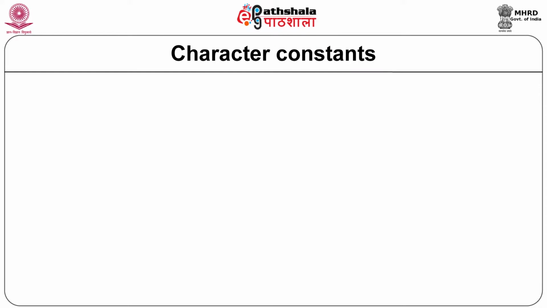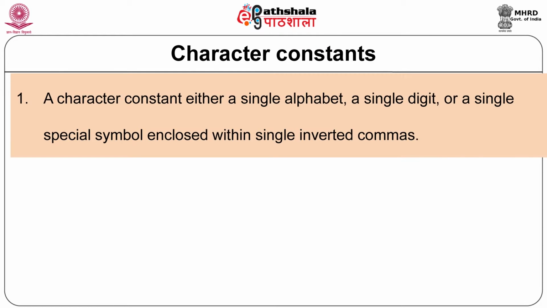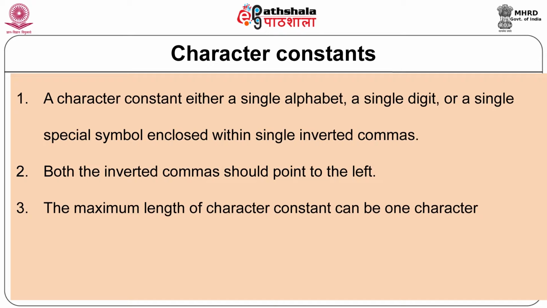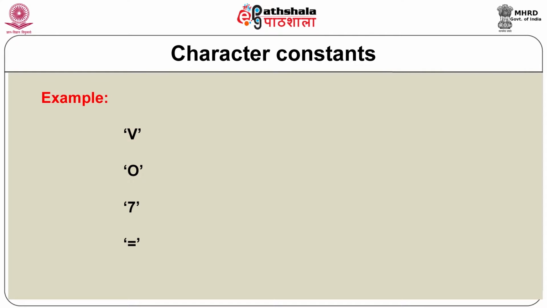The rules for construction of character constants. A character constant is either a single alphabet, single digit, or single special symbol enclosed in single inverted commas. Both inverted commas should point to the left. The maximum length of a character constant can be 1 character. These are valid examples of character constants: 'V', 'O', '7'.